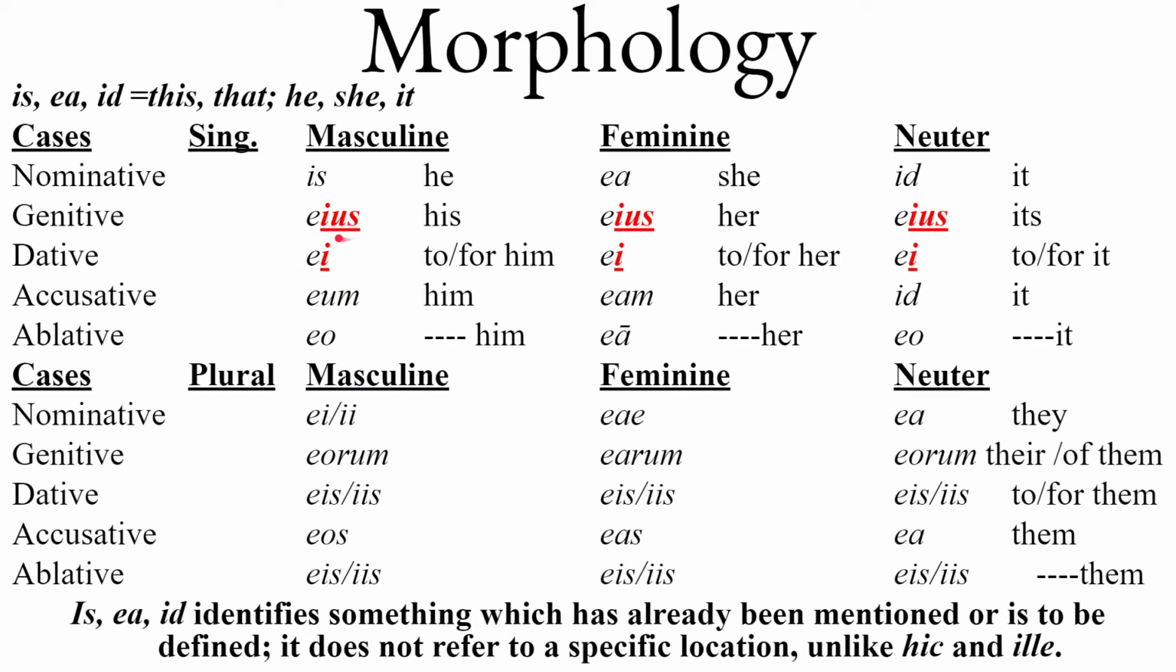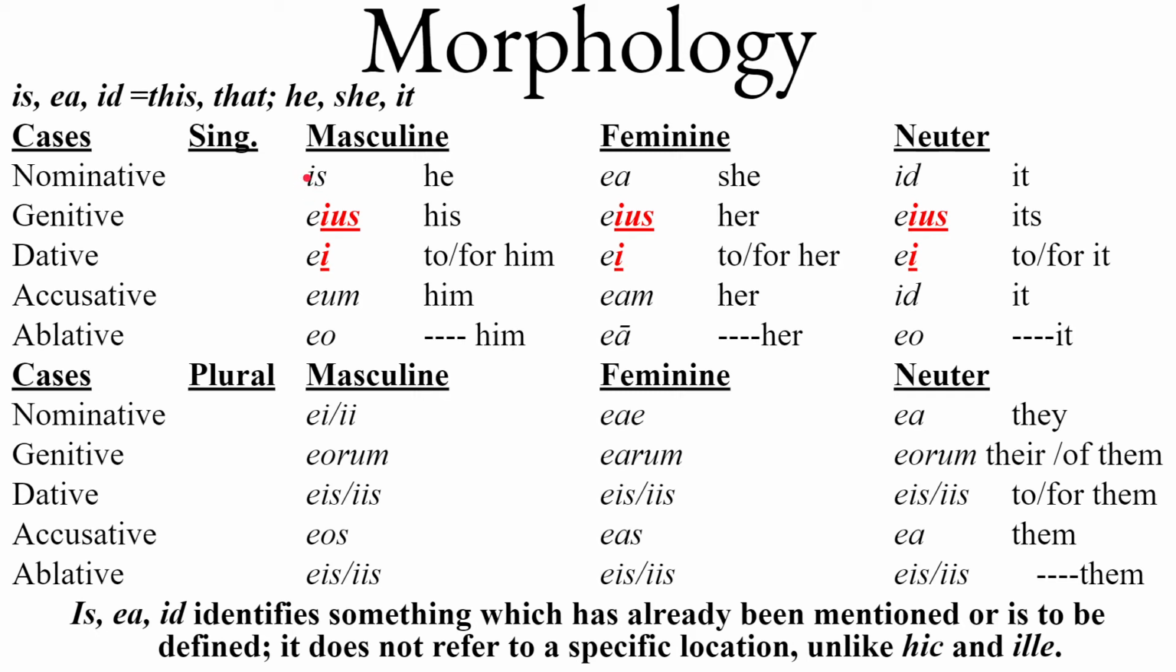Is, ea, id. The masculine is is, the feminine is ea, and the neuter is id. So here's how you go about this. You just got to say the forms over and over again, write them down over and over again, practice, practice, practice. But here's, in a pragmatic and practical fashion, how you decline these pronouns, because they got the word noun in them, they also decline. So we have is.